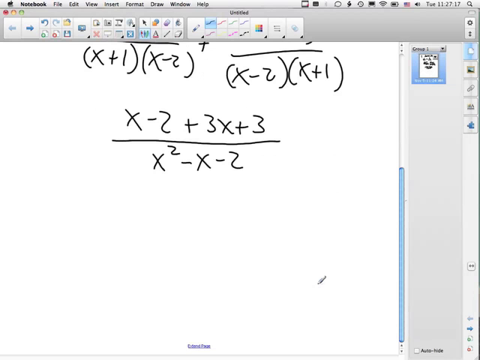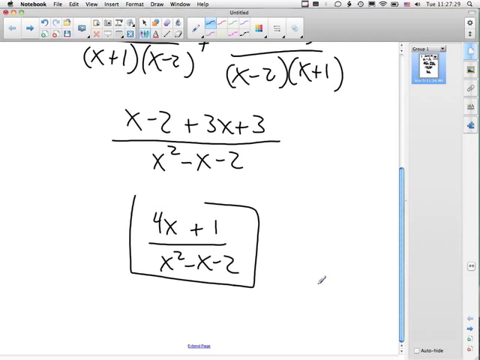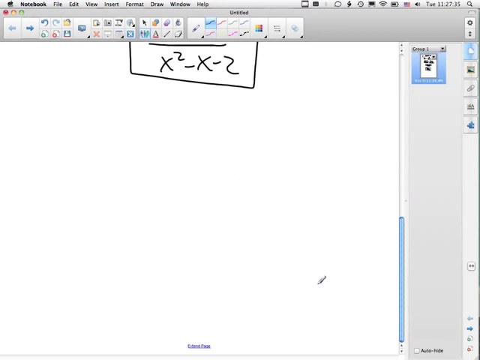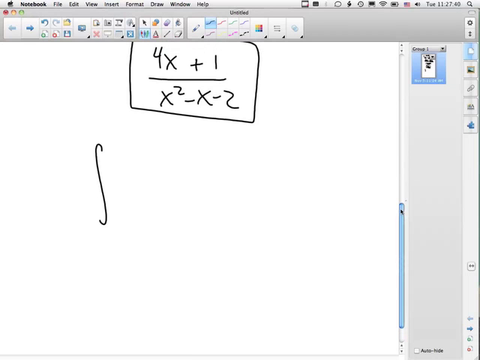And if we were to reduce the top combined like terms, we would have 4x plus 1 over x squared minus x minus 2. There you go. We have combined the fractions. But what if I asked you to integrate 4x plus 1 over x squared minus x minus 2 dx?